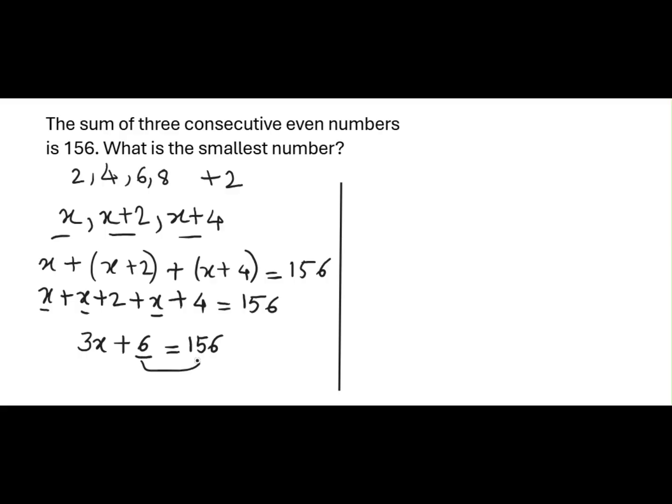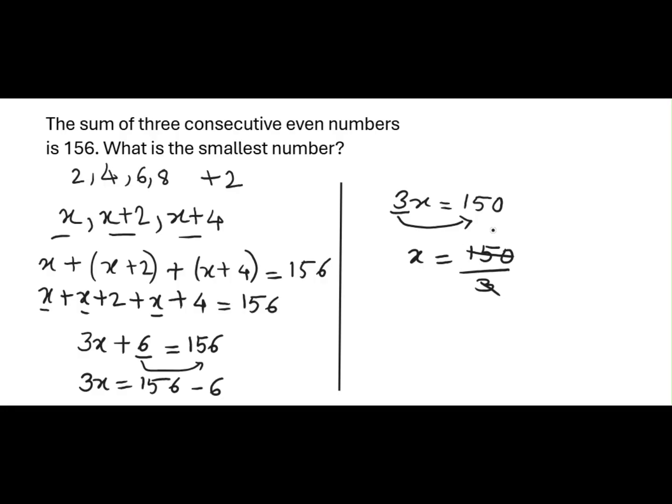Now 6 can go to the other side and to the other side it will carry negative sign. That means 3x is equal to 156 minus 6. Now 156 minus 6 will be 150. So we will get 3x is equal to 150. Now 3 here can go to the other side. Here it is in multiplication form, it will go to the other side as division. x is equal to 150 by 3.